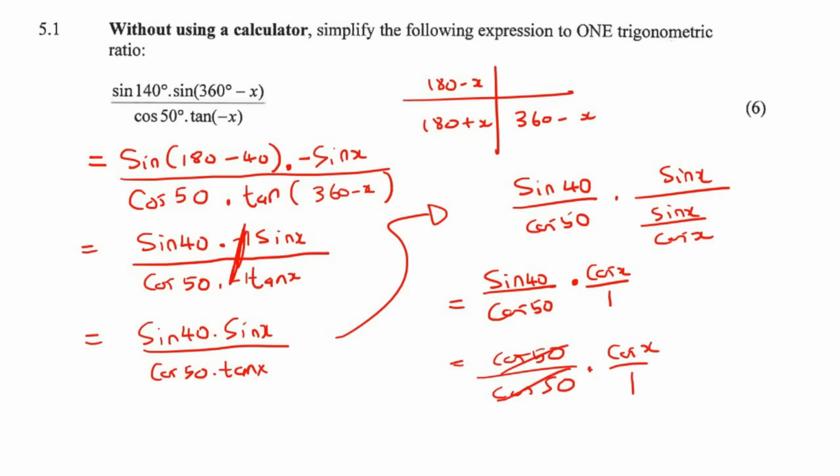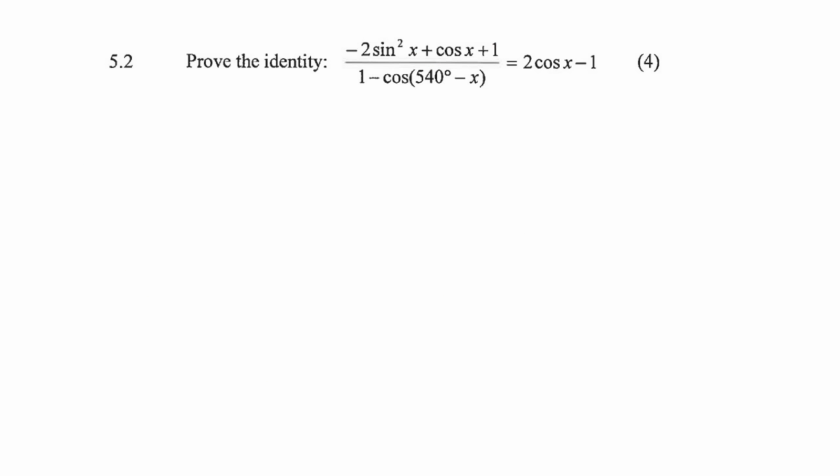And so if we cancel now, we end up with a final answer of cos x. Here we have an identity. So with the identity, we obviously want to prove that the left-hand side is the same as the right-hand side. Okay, so can you guys see at the top here, we almost have a trinomial looking expression, right?